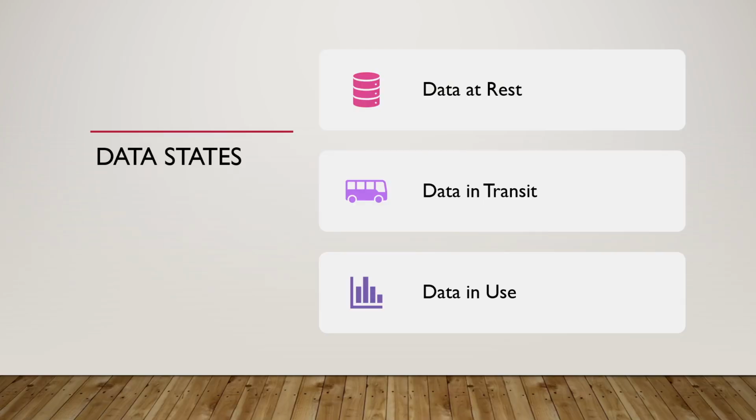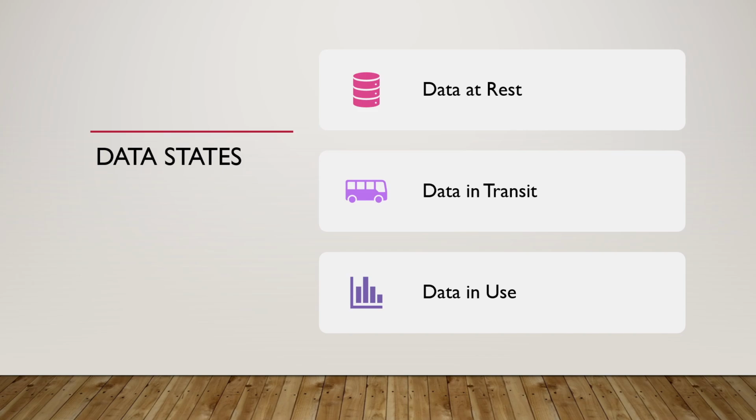So we got a few data states that we need to know for the Security+. One of the data states is data at rest. And data at rest refers to any data that's currently stored on physical or virtual storage devices. These could be hard drives, databases, cloud storage, or even backup solutions. So when the data is not actively being used or transmitted, it is considered to be at rest.